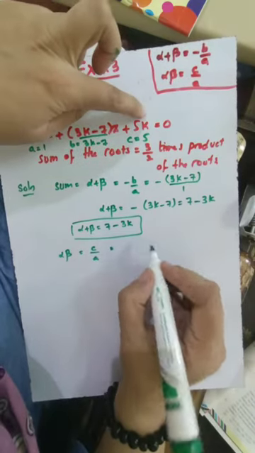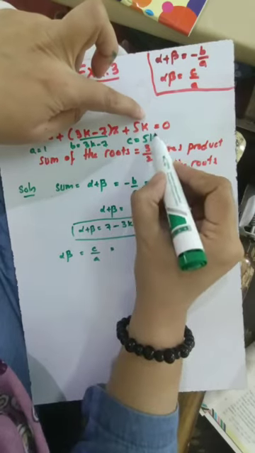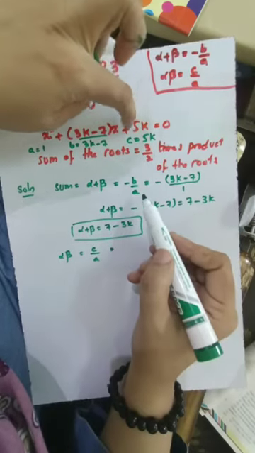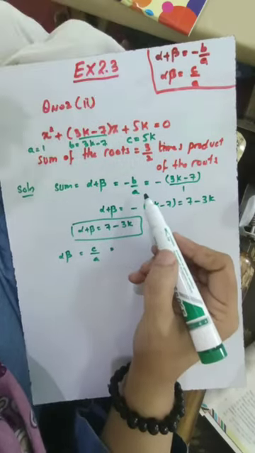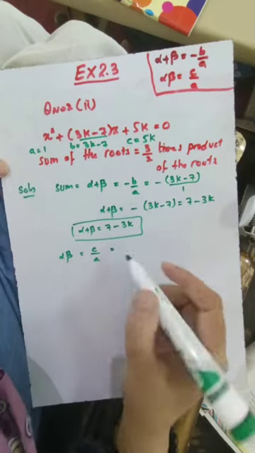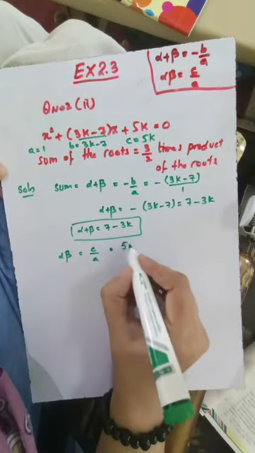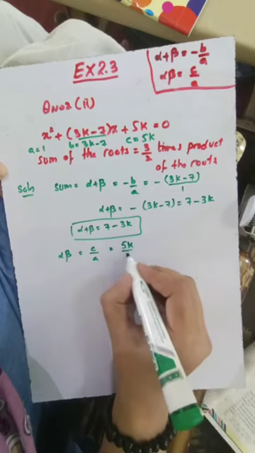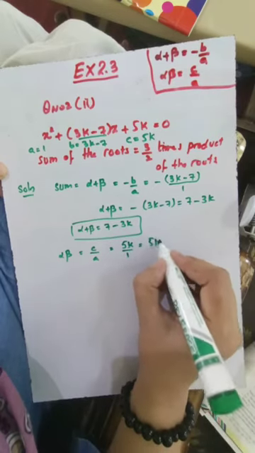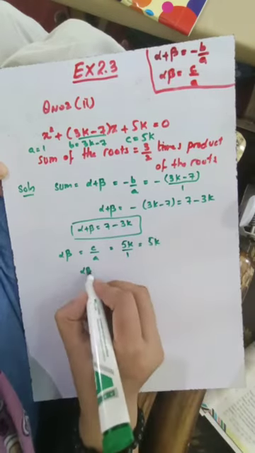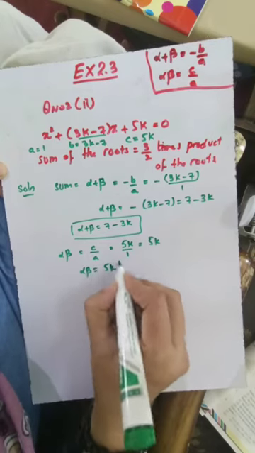c is 5k. Sorry, c is 5k, not 5, because the constant term as a whole is 5k. This is the coefficient of x raised to power 0. So this is c over 1, so it is equal to 5k. So it means that alpha times beta is equal to 5k.